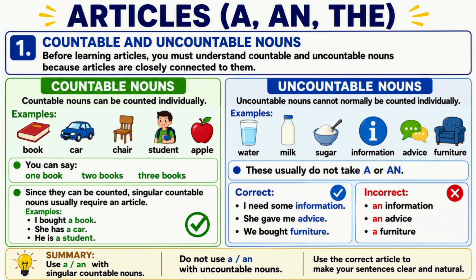Now let's understand uncountable nouns. Uncountable nouns cannot normally be counted individually. Examples are water, milk, sugar, information, advice, and furniture. These nouns usually do not take a or an. Correct sentences are, I need some information. She gave me advice. We bought furniture. Incorrect sentences are, an information, an advice, a furniture. So remember this simple rule. Use a or an with singular countable nouns. Do not use a or an with uncountable nouns.